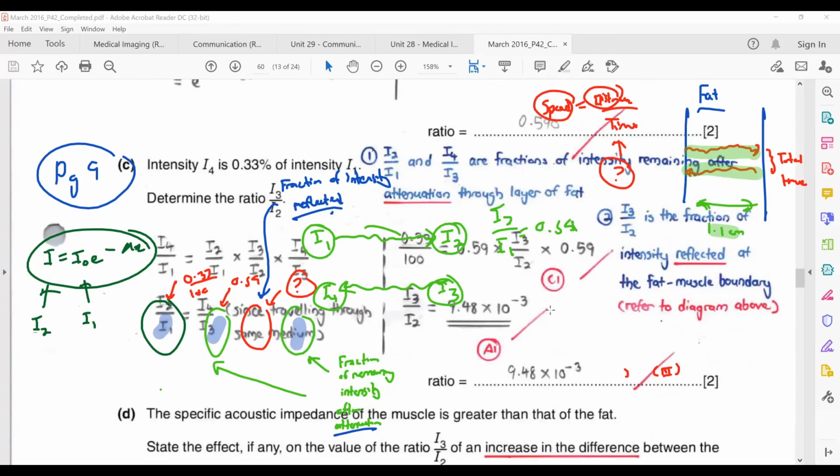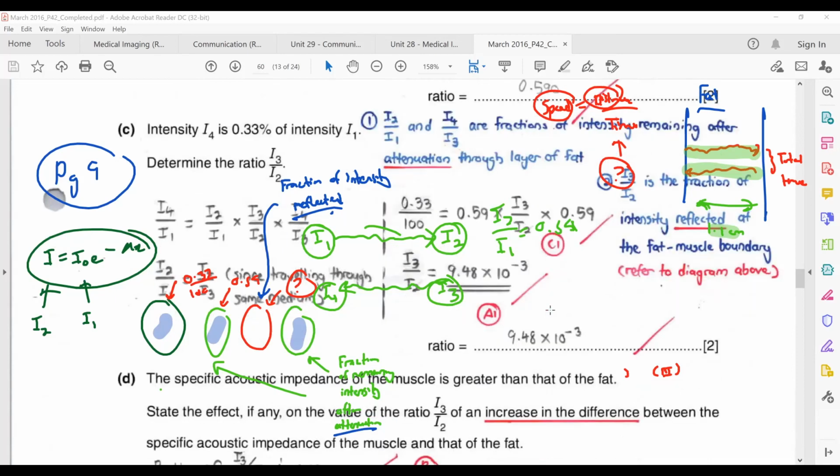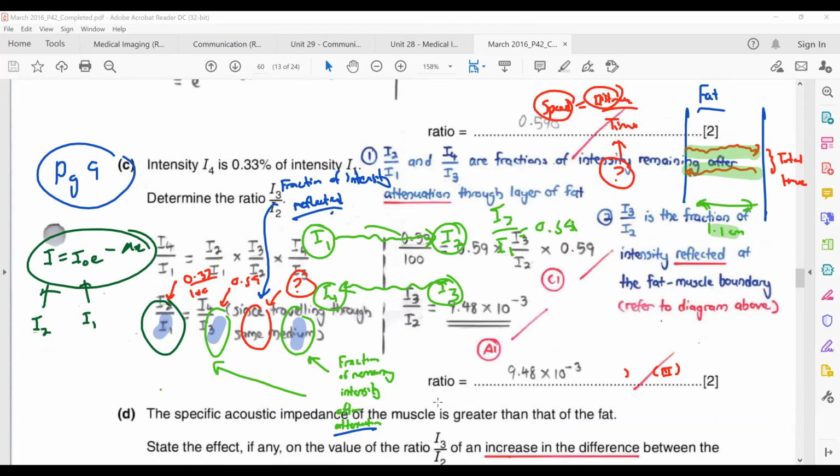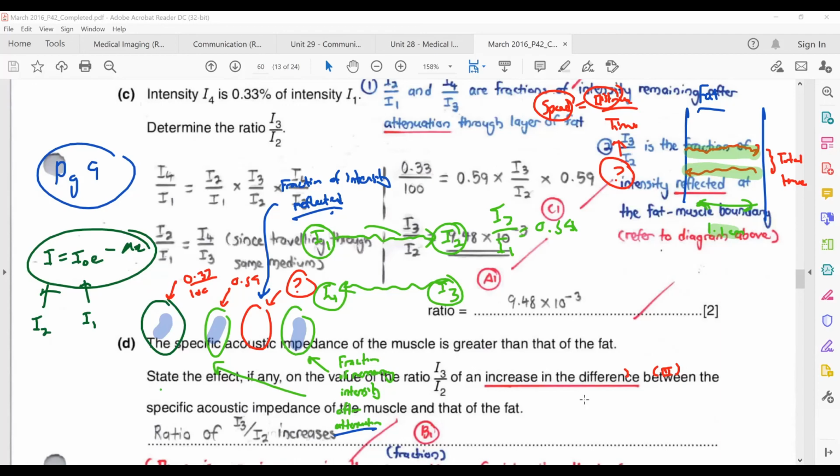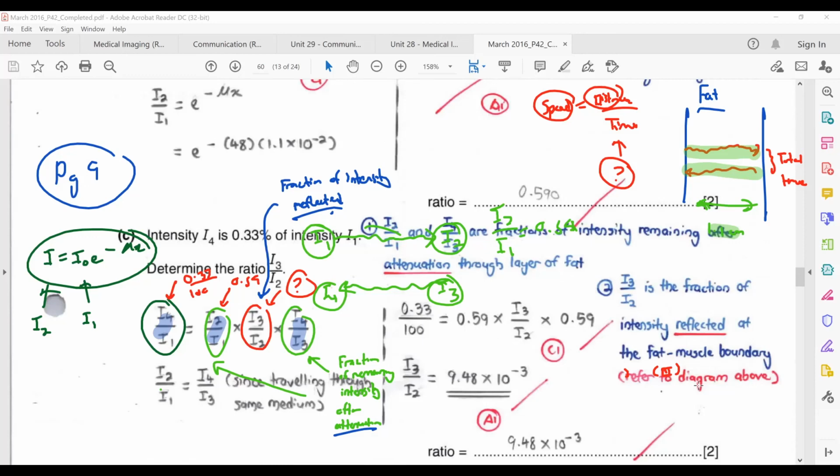Now, the specific acoustic impedance of muscle is greater than that of fat. State the effect, if any, on the value of the ratio I3 over I2 of an increase in the difference between the specific acoustic impedance of muscle and fat. So just now the question told you that you had fat here, and then you had muscle here. What was mentioned was that fat and muscle have their own specific acoustic impedance. Maybe this is Z1, maybe this is Z2.